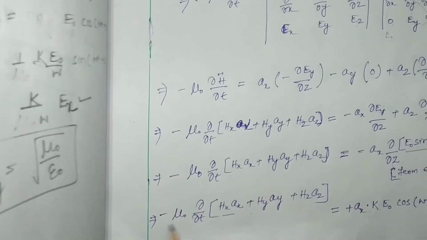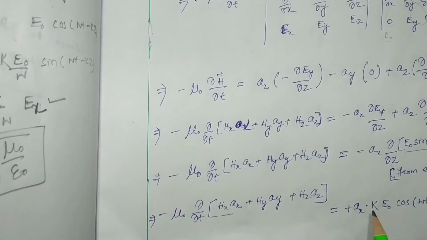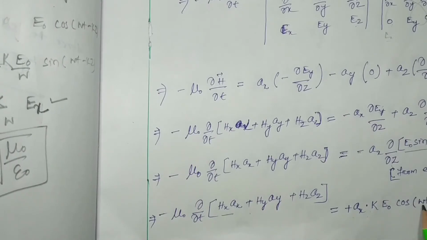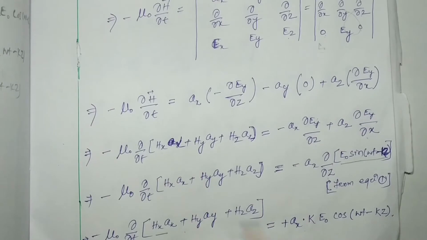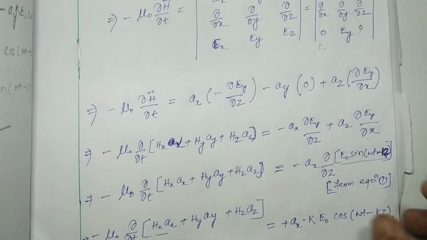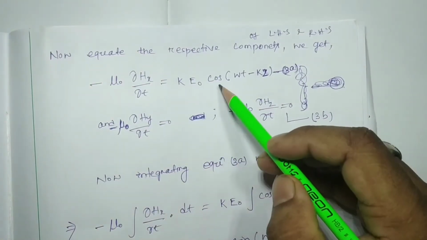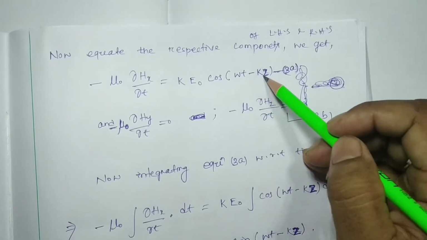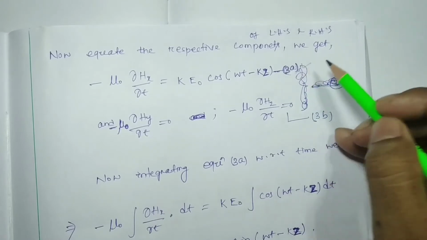That is, minus mu 0 del Hx by del t will be equal to k E0 cos(omega t minus kz), because the other components are not found in the RHS. So hence it is written as minus mu 0 del Hx by del t equal to k E0 cos(omega t minus kz). Let this be equation number 3a.